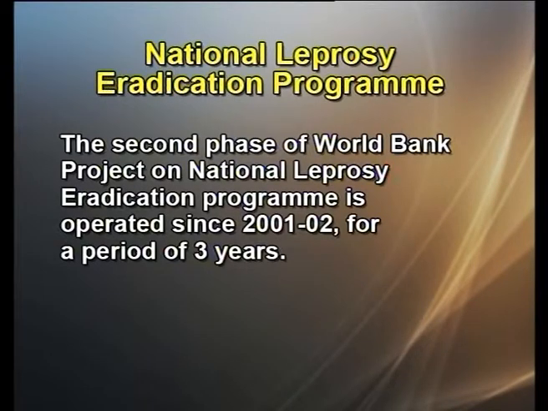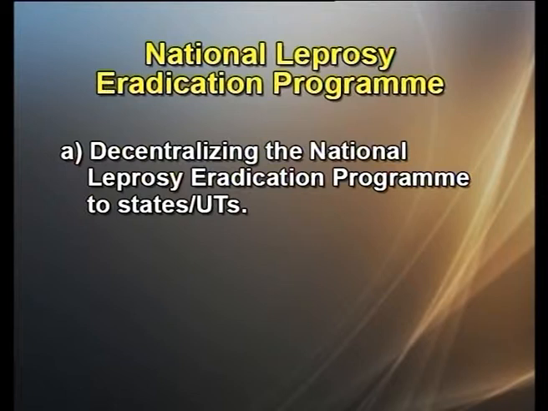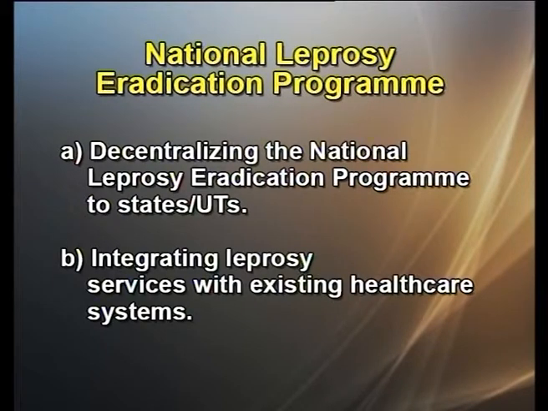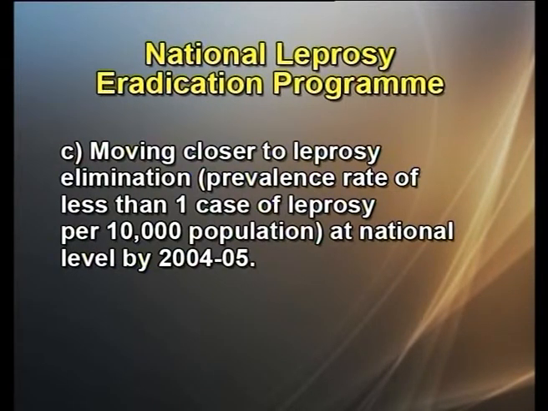The second phase of the World Bank project on National Leprosy Eradication Program is operated since 2001 to 2002 for a period of 3 years with the objectives of: A. Decentralizing the National Leprosy Eradication Program to states and union territories, B. Integrating leprosy services with existing healthcare systems, and C. Moving closer to leprosy elimination, that is prevalence rate of less than 1 case of leprosy per 10,000 population at national level by 2004.